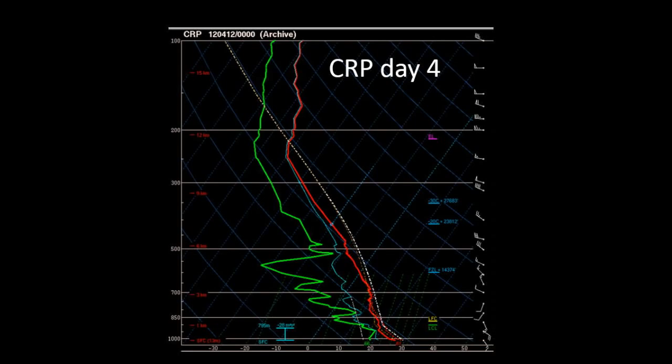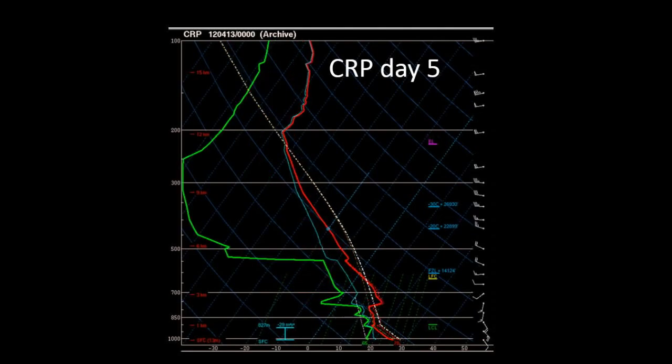Now we see the signs of moistening by day 4. We've got dew points well into the mid-60s. Now you notice the moist layer is not as deep as the previous case because this is actually a reflection of this air mass moving offshore was not that cold, so the mixing is not particularly deep initially.